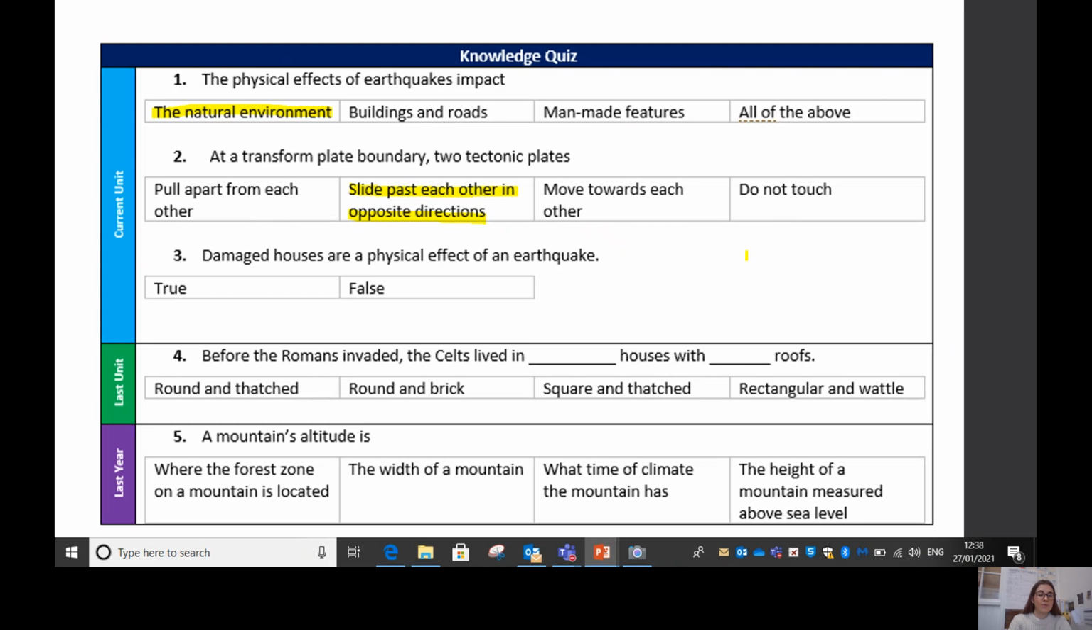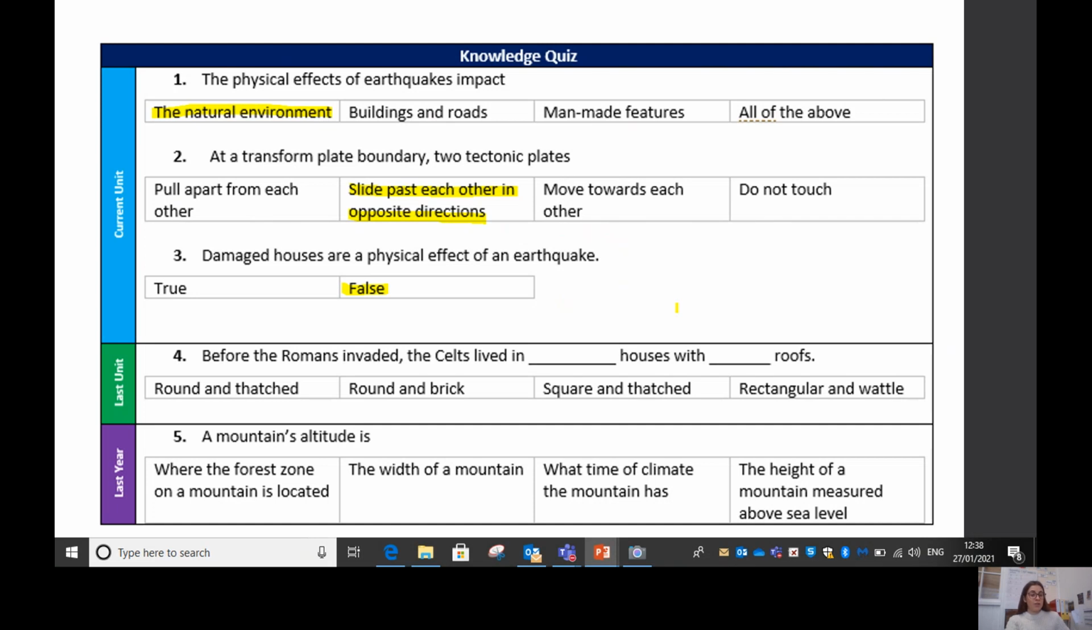that is where plates do touch. Question 3, damaged houses are a physical effect of an earthquake, true or false? Pause me now. Yes, well done if you said that is false. Damaged houses are a human effect of earthquakes because they are man-made.